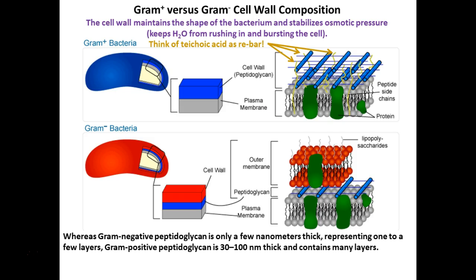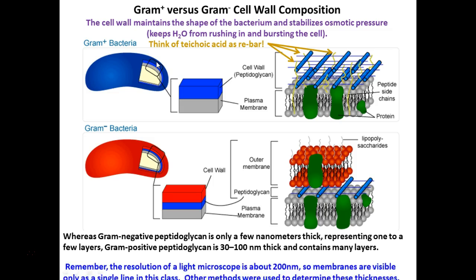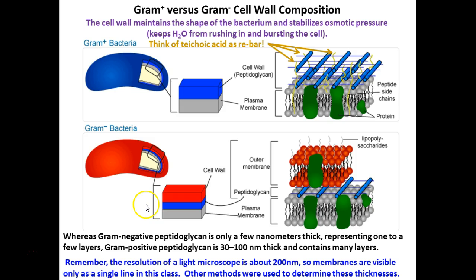So there's that teichoic acid, as I said, the yellow squiggly lines, almost like rebar. So for peptidoglycan, and again, you'd need an electron microscope to see this, because remember the range of our microscopes is only about 200 nanometers. Although this is pretty thick, it can range from 30 to 100 nanometers thick for gram-positive, this peptidoglycan layer. So yeah, that's not within the range of our microscopes, right? If you're lucky, you'll see a thin little line.